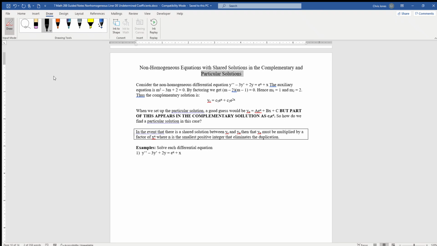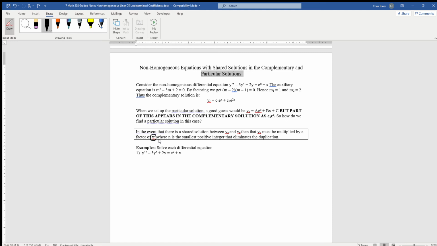Up to this point, when we've been using our undetermined coefficients method, we've only seen problems that do not have any sharing between complementary and particular solutions. However, there are times when there is a sharing of solutions between those two. So if that happens, what you're going to do is multiply by a factor of x to the nth power, where n is the smallest possible integer that eliminates duplication. All right, and I'll show you what that means in the next few examples.